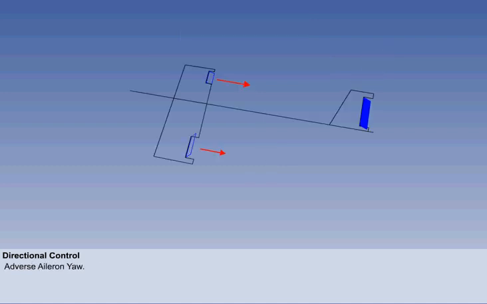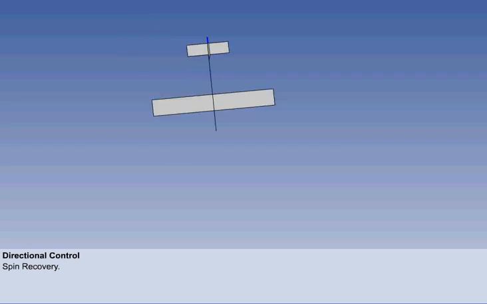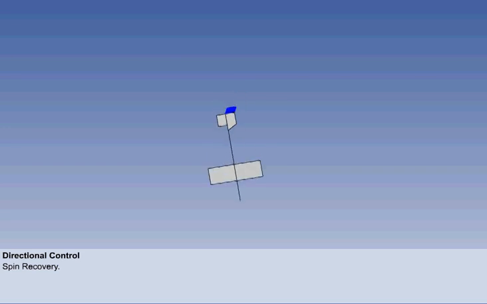The third use of the rudder we will look at is something we have already considered: balancing adverse aileron yaw. The fourth use of the rudder we will look at is spin recovery. Full rudder must be applied in the direction opposite to that of the rotation of the aircraft. In this case, rudder to the left.